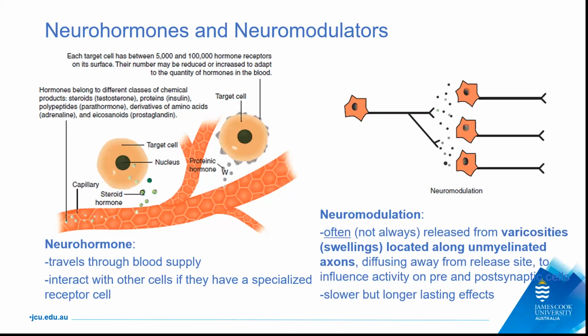The keyword here is that they are often, not always, released from varicosities. Very hard word to remember, and quite hard to pronounce. They are a little like swellings, enlarged places along unmyelinated axons. Another bit of information to remember: the one in the picture is not myelinated, no Schwann cells. They diffuse away from the release site to influence activity on both pre- and postsynaptic terminals. They're slower, but they have long-lasting effects. How long is it? It can be a few minutes, a few hours, and even days.